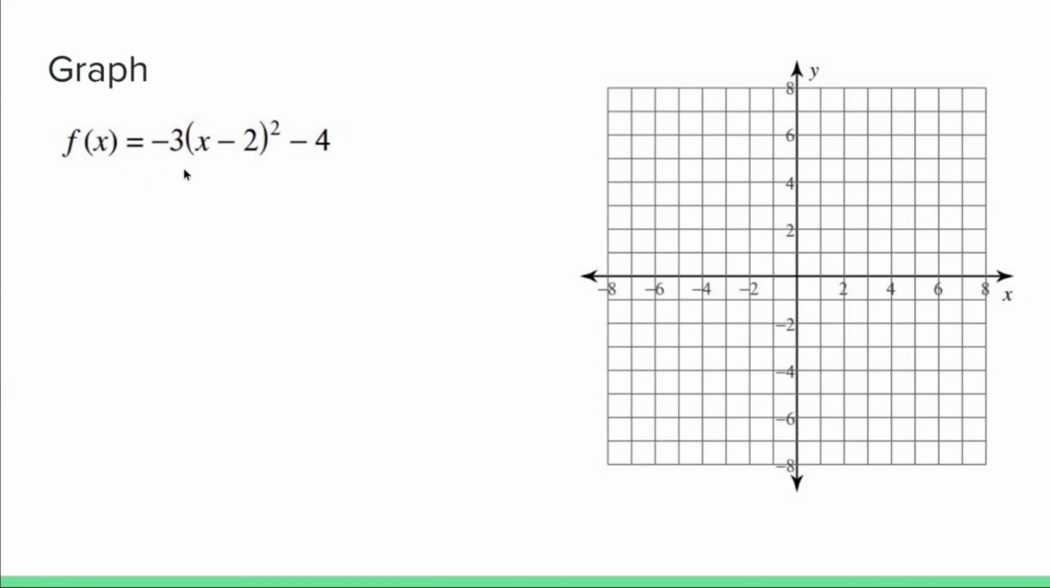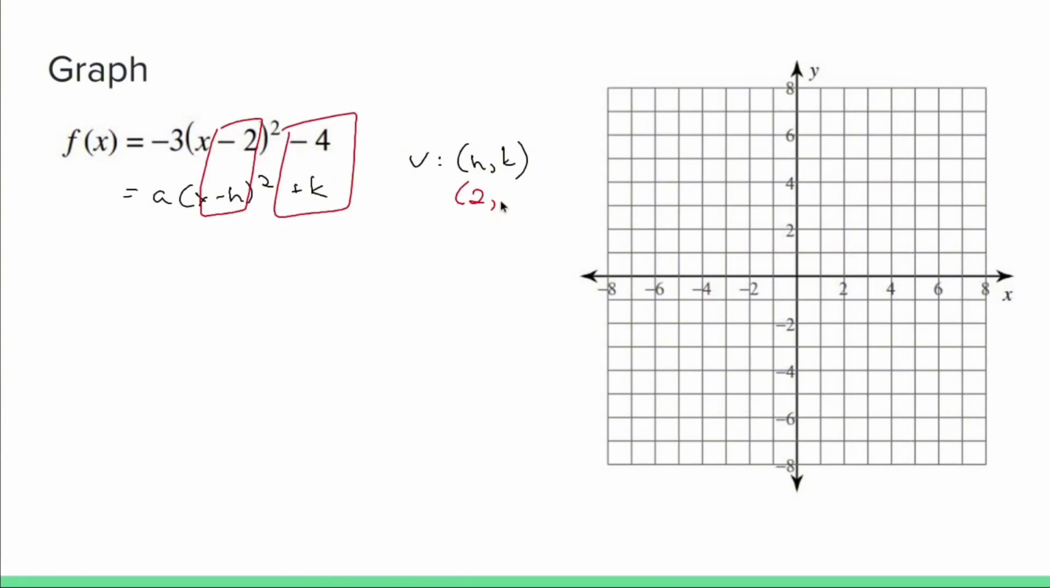Graph f of x equals negative 3 times (x minus 2) squared minus 4. This, boys and girls, is a parabola in vertex form. Vertex form looks like a times x minus h squared plus k, where my vertex is h, k. If negative h is negative 2, then h is positive 2, and k is negative 4. So my vertex is 2, negative 4.